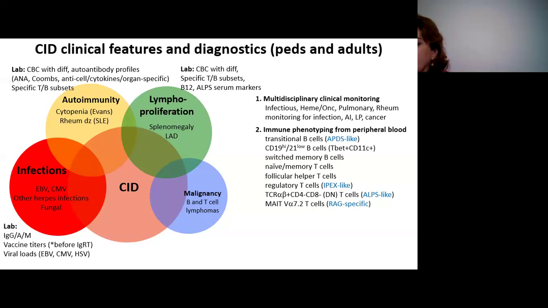We're going to touch on the CD19 high, CD21 low B cells that are T-bet positive. This is the area of a lot of research in autoimmunity and CVID. Of course, you want to get switched memory B cell compartments, naive and memory T cells, potentially follicular helper T cells that parallel the CD19 high, CD21 lows. And then we have very unique subsets that are pointing towards CVID-like disease that have more IPEX features, ALPS features, or REG-specific features. Regulatory T cells are going to point you towards the IPEX route. The TCR alpha beta positive double negative cells are going to be more ALPS-like.